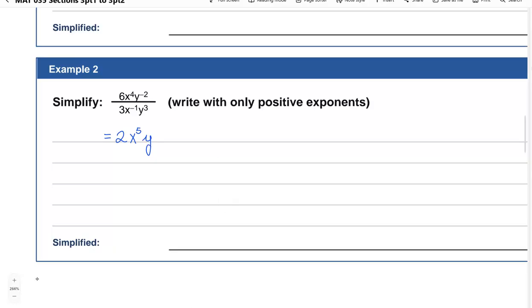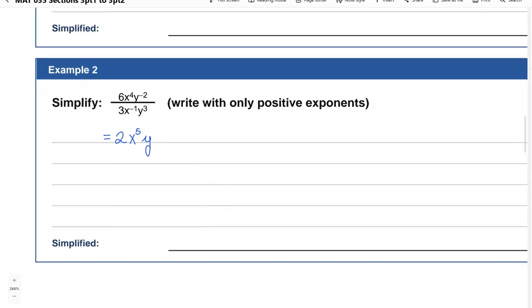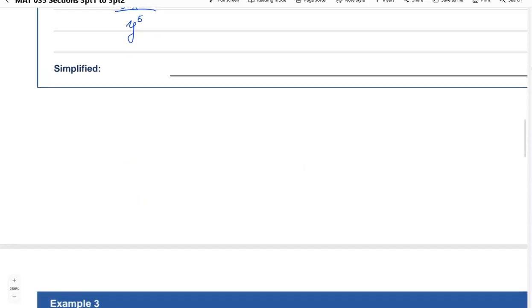And then we're going to subtract the exponents on the y's. Y to the negative 2 over y cubed. It's going to be y to the negative 2 minus 3. Negative 2 minus 3 is a negative 5. And then we're going to simplify that y to the negative 5. To make that a positive exponent, we're going to have to move that y term to the bottom. So my final answer is going to be 2x to the 5th over y to the 5th.